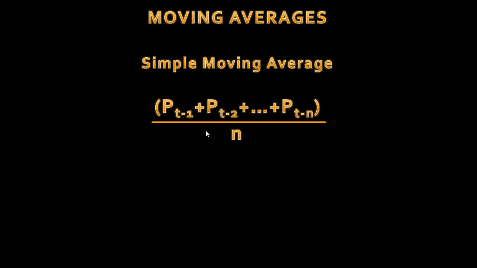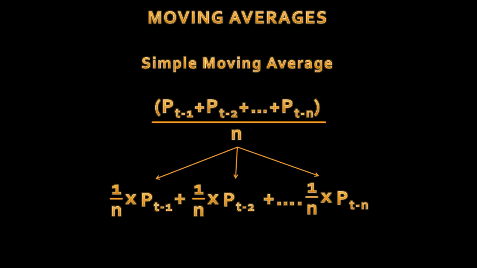Now let's break this formula down into subparts. This is just a different way of rearranging the same formula because we are trying to make a simple point here. So for a 5-day moving average, you divide each day's closing price by 5 and then you add up each of these values to arrive at the simple moving average.